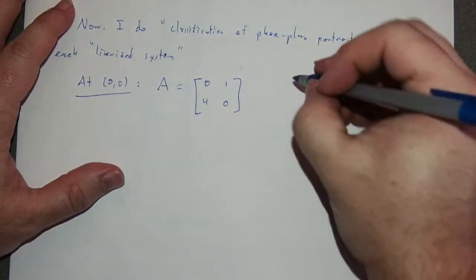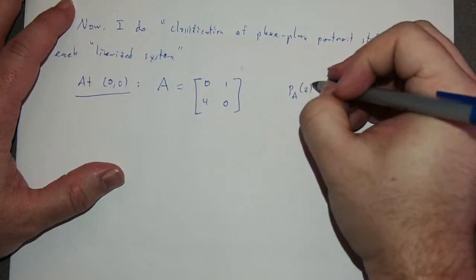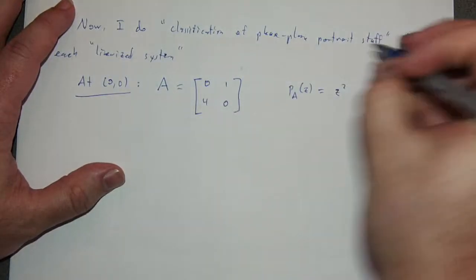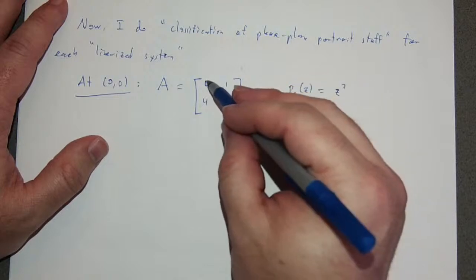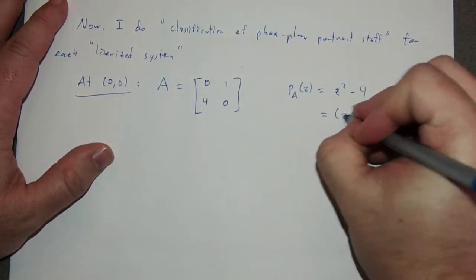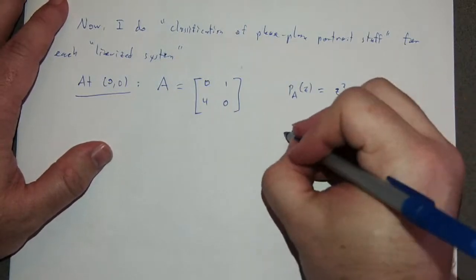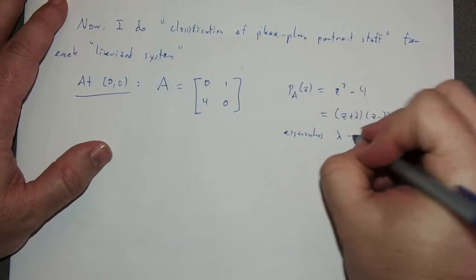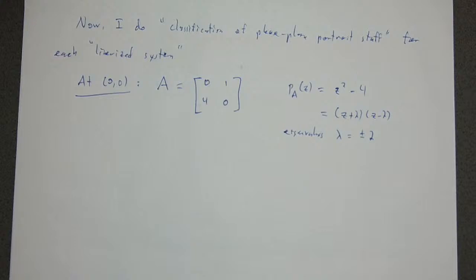What is the characteristic polynomial of this thing? Well, this is z squared minus the trace, which is 0, plus the determinant, which is 0 minus 4. So this is z squared minus 4. So this is z plus 2, z minus 2. So this has eigenvalues lambda equals plus or minus 2.